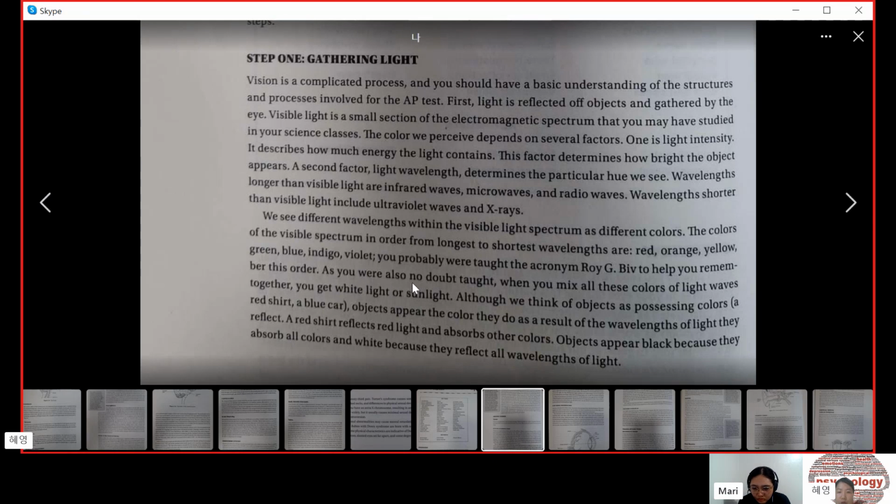As you also no doubt thought, when you mix all these colors of light waves together, you get white light, or sunlight. Although we think of objects as possessing colors, an object appears the color it does as a result of the wavelengths of light it reflects.